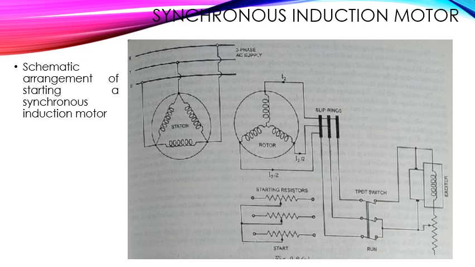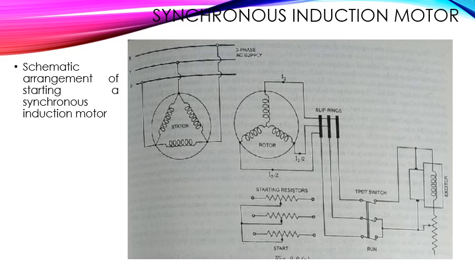So when the additional resistances are completely cut out and the motor attains the normal induction motor speed, the rotor is disconnected from the starting resistances and connected to the exciter, which is usually mounted on the same shaft, and the motor will operate as a synchronous motor.